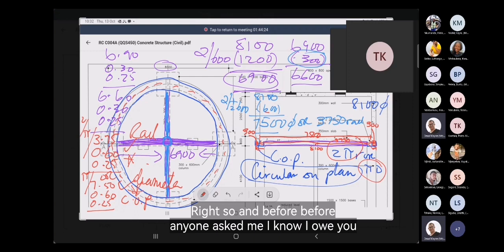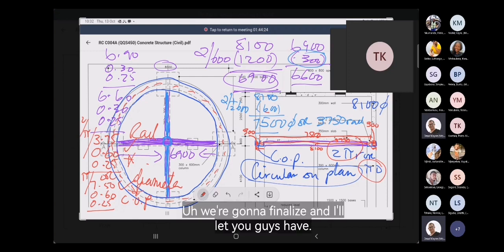So, and before anyone asks me, I owe you guys plenty. The marks will be on the system. You can see Mr. Moss is here. We're going to finalize, and I will let you guys have questions, papers, but the tests are all lying at home. Not the latest one, we're busy with the latest one. So yeah. So that is where we stand. Before anybody asks me, because I know what we are thinking at the moment.